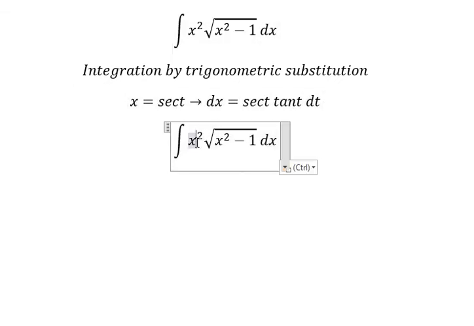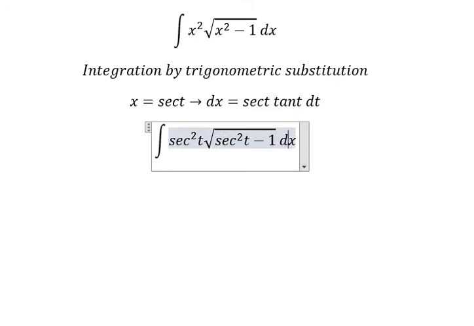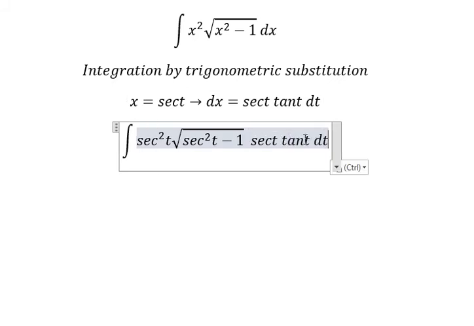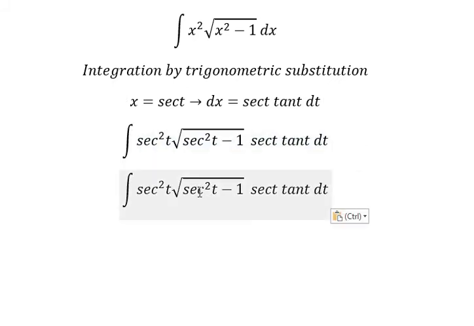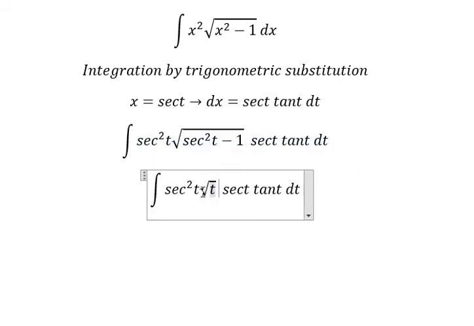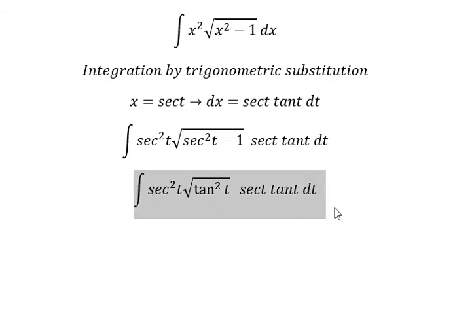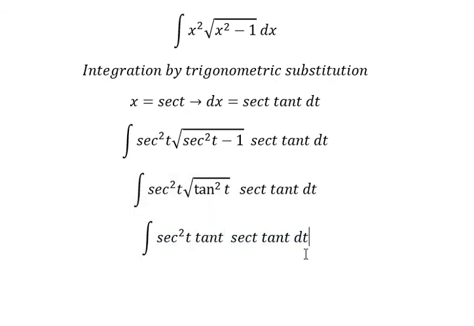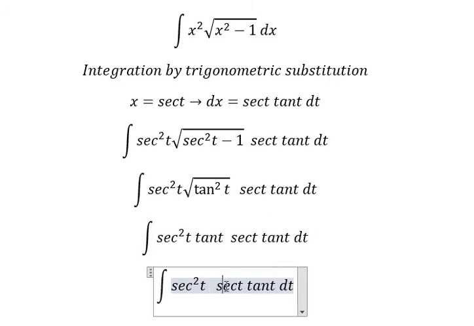So this one we put in here and here. The s we change by this one. Secant of t squared minus 1, we change to tan t squared. The square root of tan t squared, you get tan t. Tan t with tan t, you get tan t squared. This one with this one, you get secant of t to the power of 3.